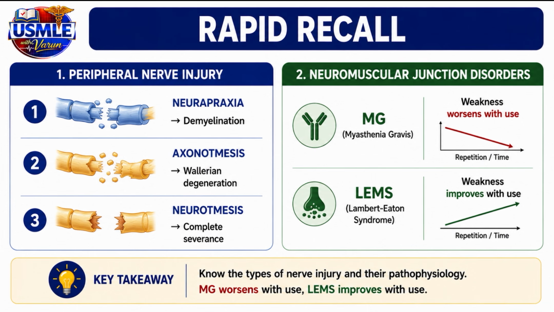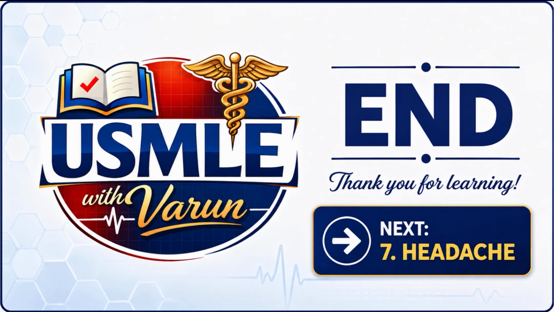Myasthenia gravis worsens with use, and in Lambert-Eaton myasthenic syndrome, weakness usually improves with repeated use and worsens with rest.